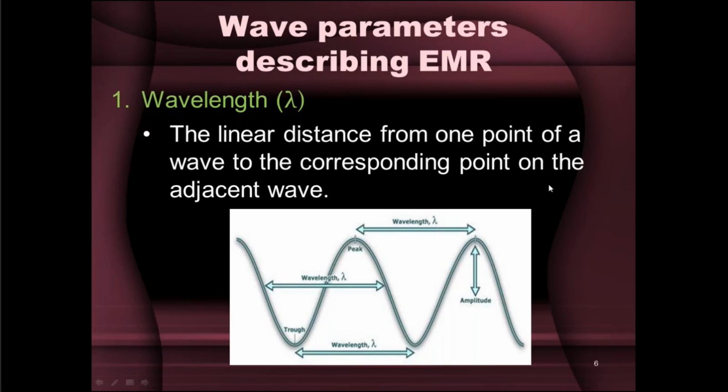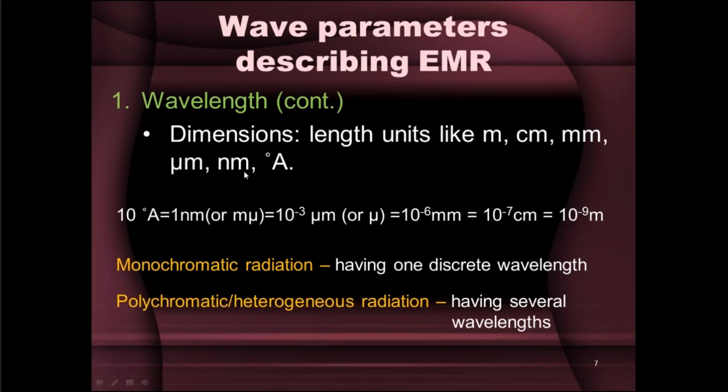So it's always best to define wavelength like this: the linear distance from one point of a wave to the corresponding point on the adjacent wave. If you don't remember this, the best would be to write the linear distance from one peak to the adjacent peak. At least that you should be able to write, but always the best definition is what I have given here. The dimensions are length units, because we are talking about distance.